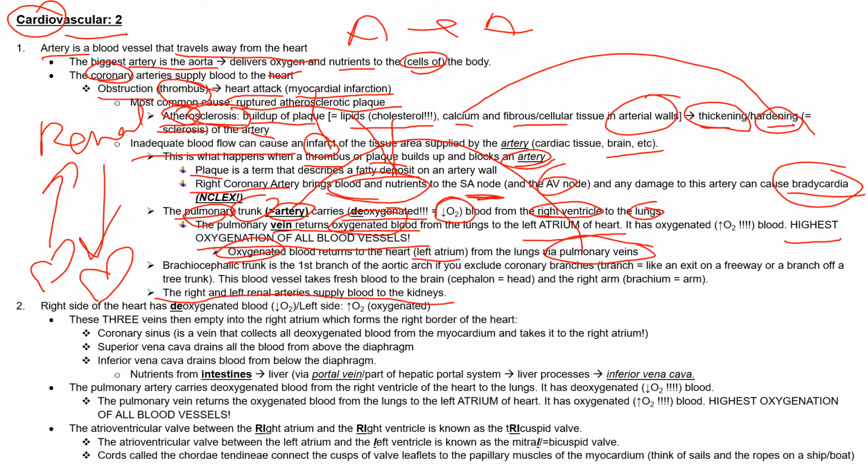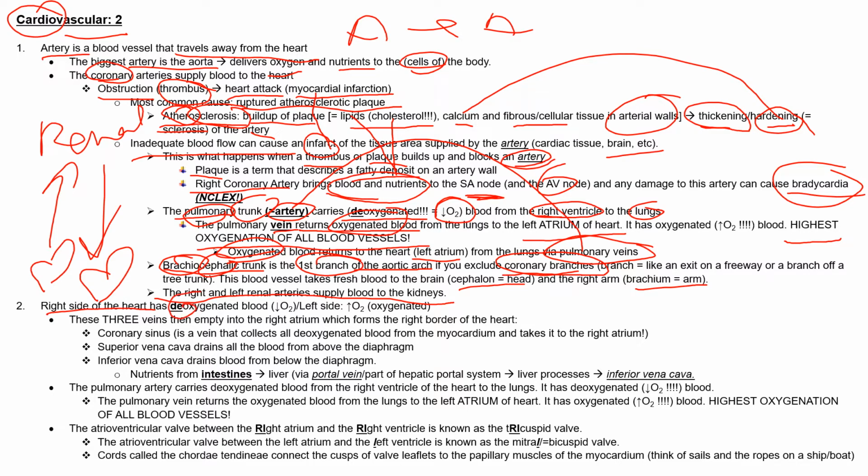Okay, so you've got to also know the brachiocephalic trunk. Brachio means arm, cephalon is the head. Very easy to remember, head versus brachium, arm. Where do you think it's going if not to the head and to the arm? And why is it important? It's the very first branch of the aorta, if you were to exclude the branches that actually feed the heart itself, the coronary arteries, right? The coronary arteries.